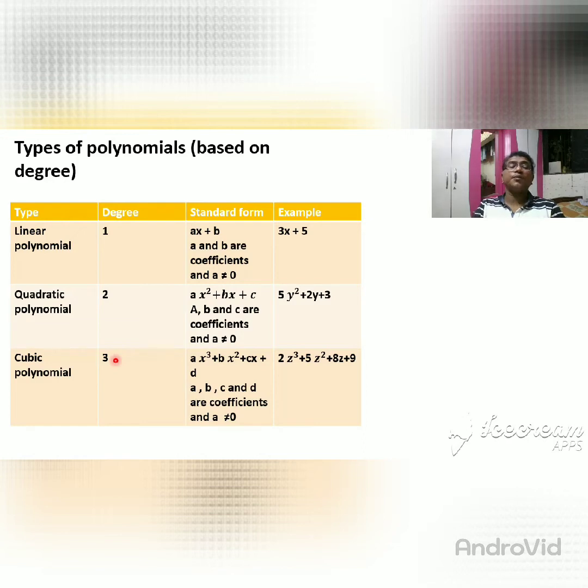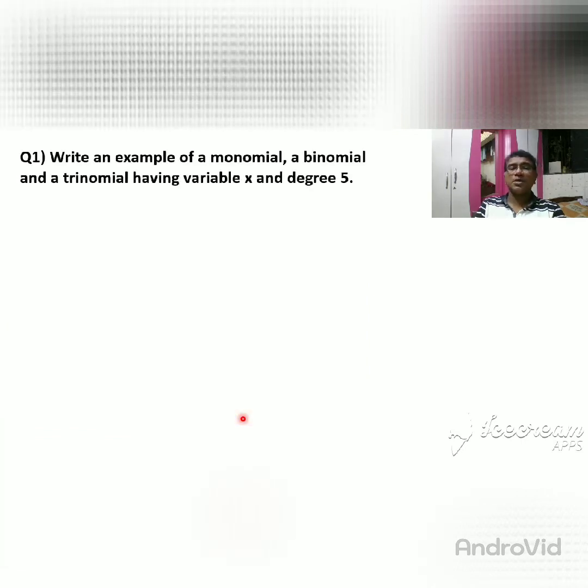So what is the standard form? ax cubed plus bx square plus cx plus d. a, b, c, d are the coefficients and a is not equal to 0. Then the greatest index is 3. See, this index is 3, this is 2, this is 1 and this is 0. In such a way the greatest index is 3, so it is a cubic polynomial. Any doubts about cubic polynomials? Right.